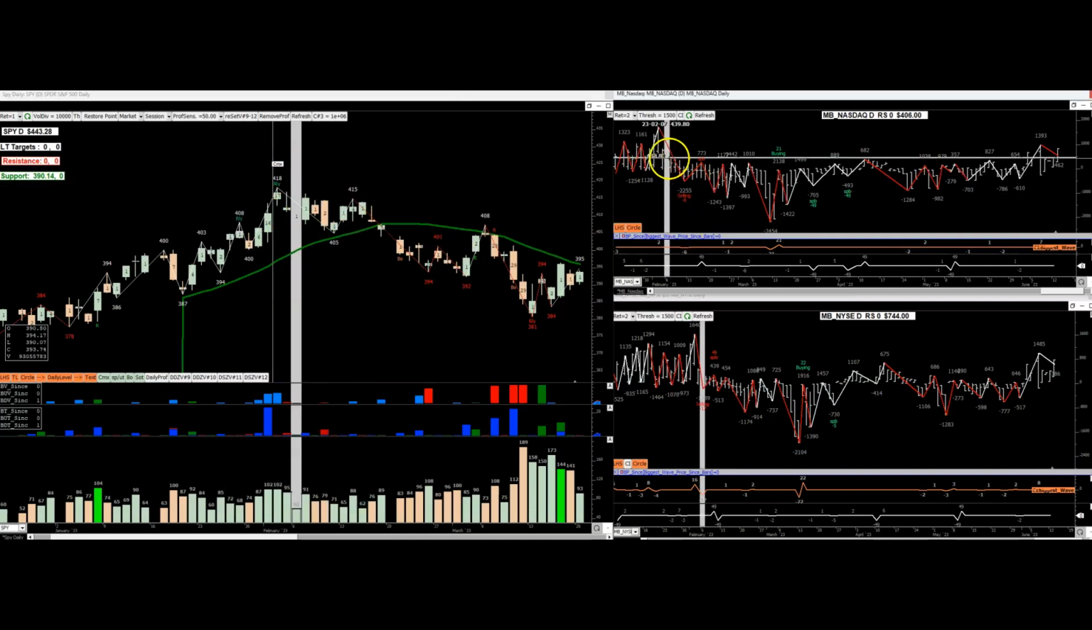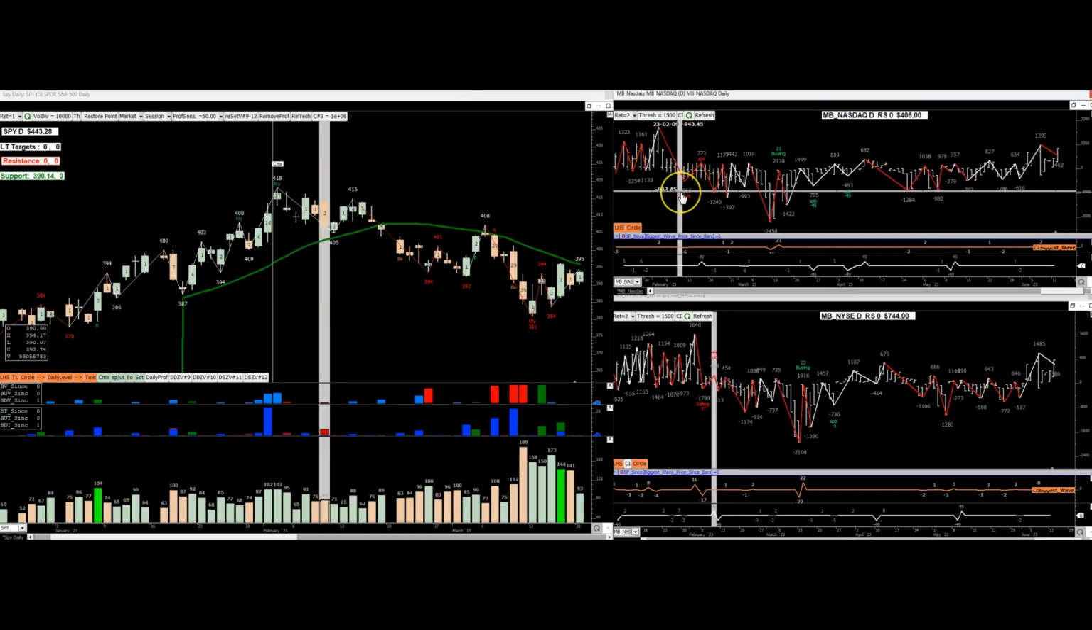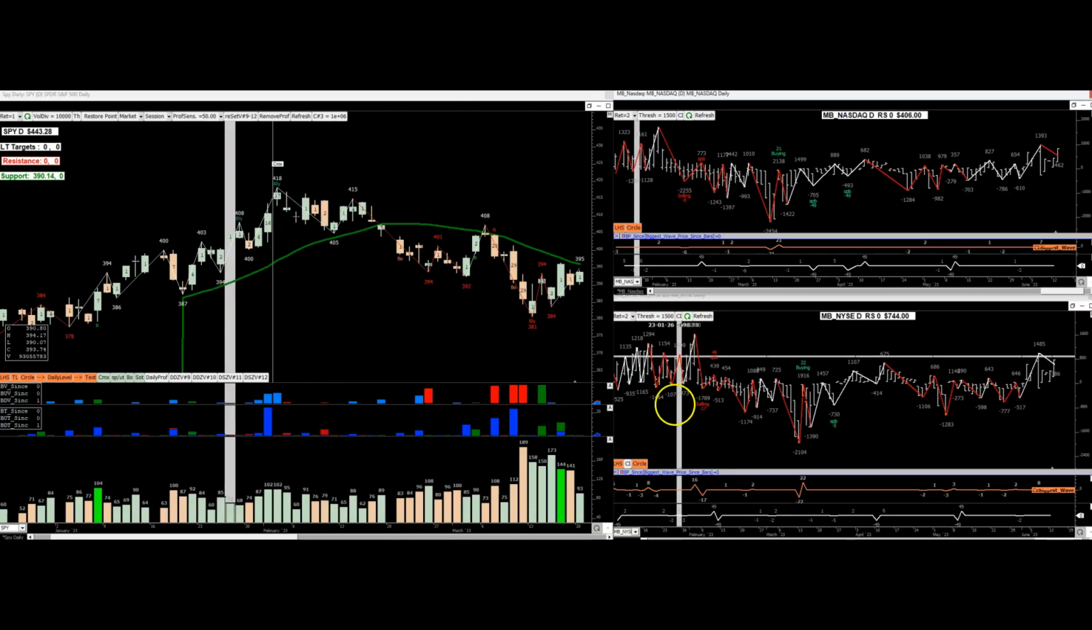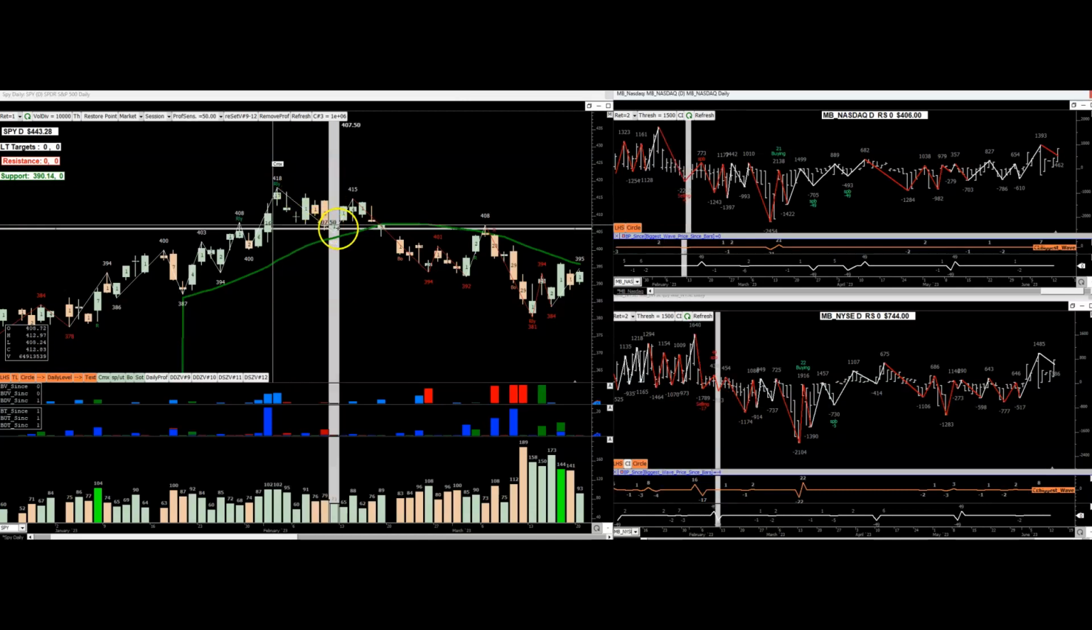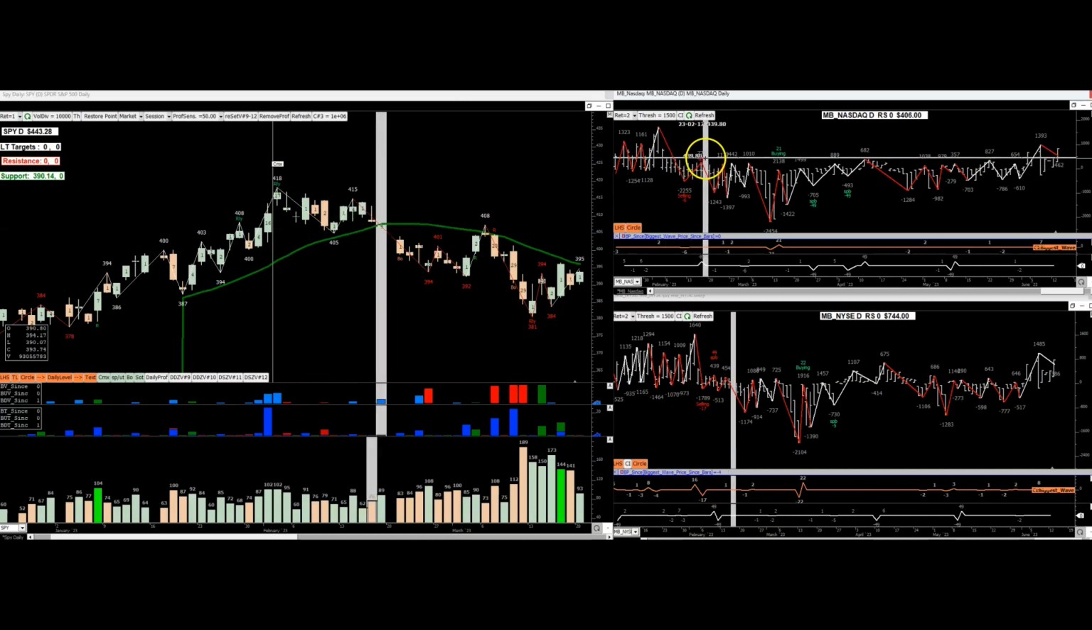But this is a lower low and the biggest selling wave in 6 on the NASDAQ, biggest selling wave in 17. So I know something's off. Something's totally off.